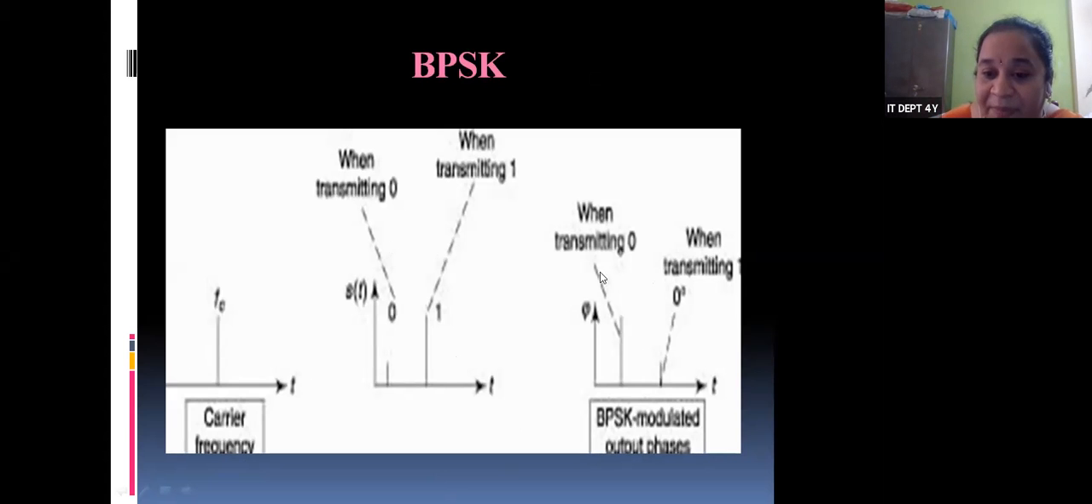So whenever BPSK changes its output, the 0 is going to have the highest value and 1 is going to have the lowest value. This is nothing but the phase shift. The phase is shifting, right? This is the BPSK.